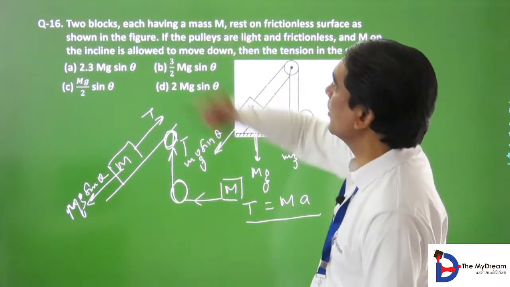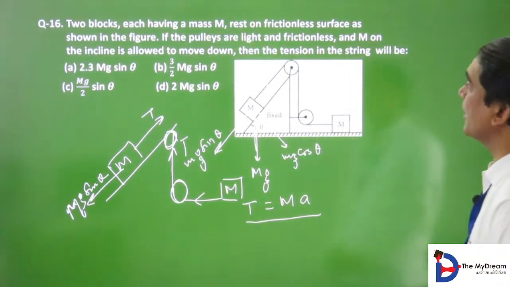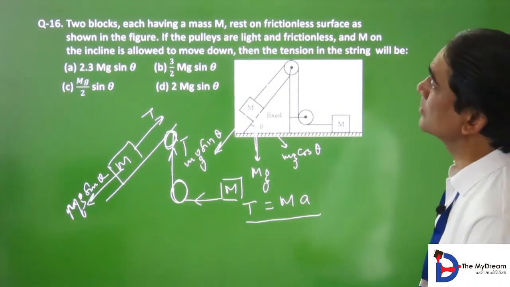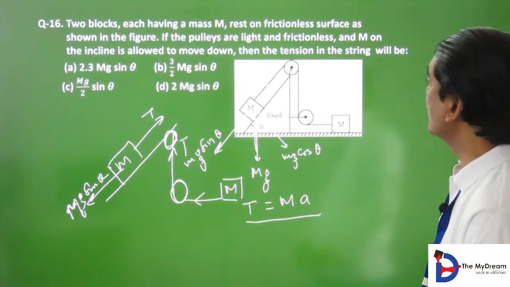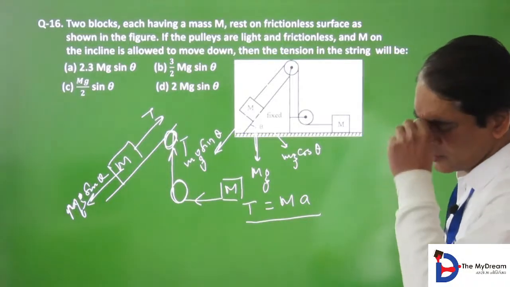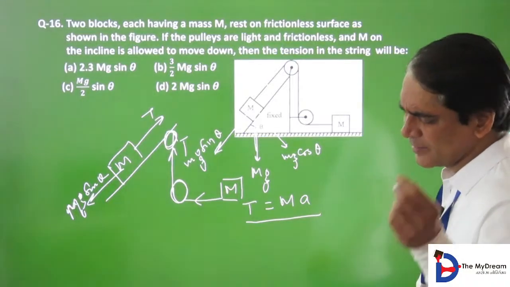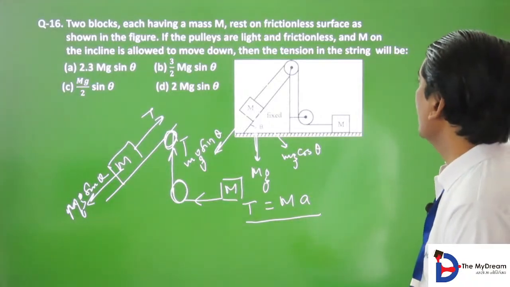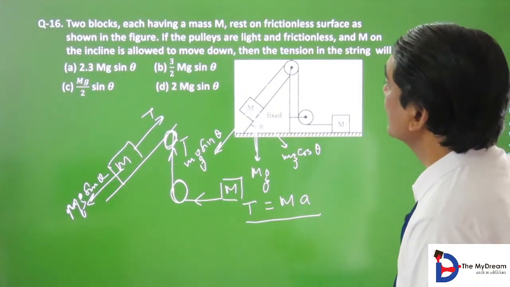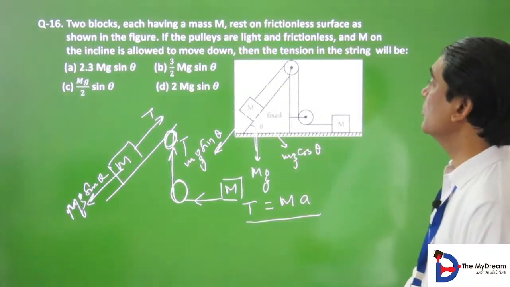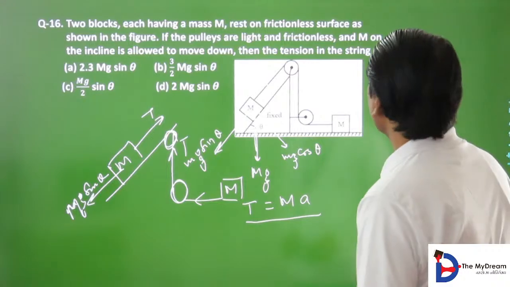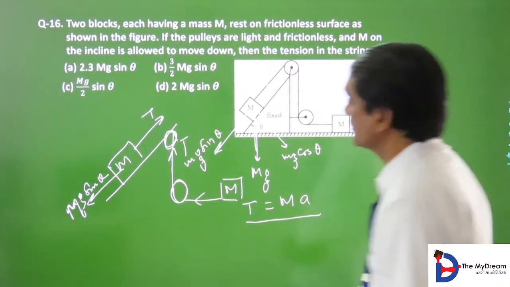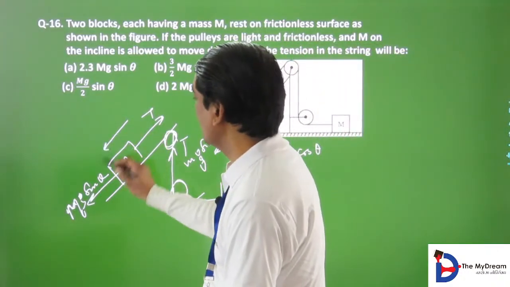Now, two blocks each having the mass capital M rest on the frictionless surface. As shown in the figure, if the pulleys are light and frictionless, there is no consideration of the mass of the string as well as the friction. And the mass on the incline is allowed to move down. Then the tension in the string will be, write it like this.